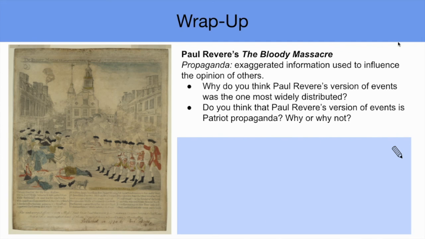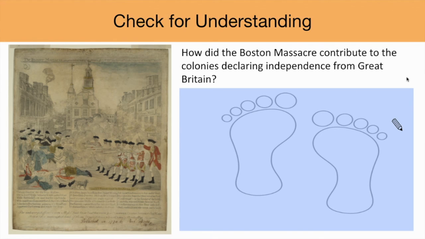Then we can introduce the definition of propaganda as exaggerated information used to influence the opinion of others. And we can pose the following questions to students. Why do you think Paul Revere's version of events was the one most widely distributed? And do you think that Paul Revere's version of events is patriot propaganda? Why or why not? Finally, we'll have students respond to the following question to check for understanding. How did the Boston Massacre contribute to the colonies declaring independence from Great Britain?